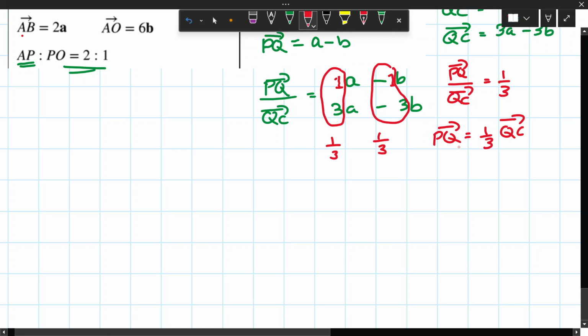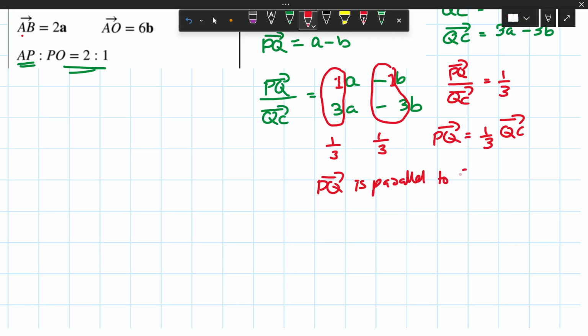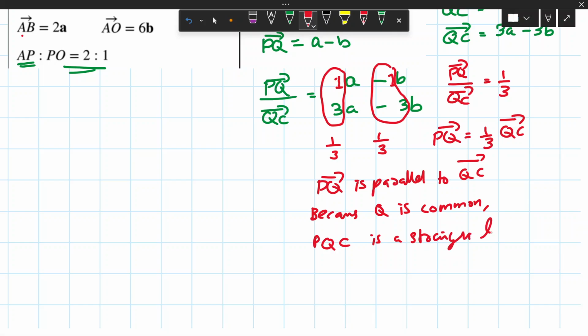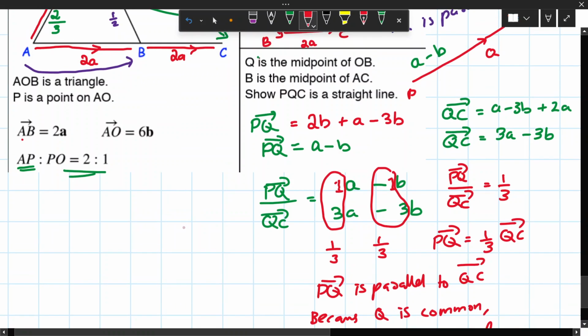That is sufficient to prove that PQ is parallel to QC, and because Q is common, there is only one way that can happen. PQC is a straight line. It is slightly long, but you will get the hang of it once you practice it a bit. So that is the basic logic.